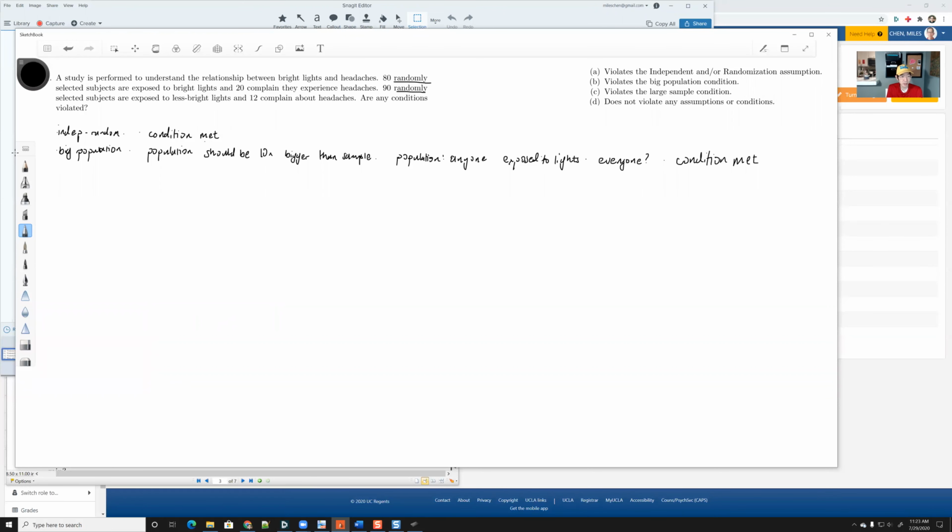All right, and then large sample condition. Okay, so what we need here, we have 2 samples. And we need 10 successes and 10 failures in each sample. So a success would be anyone who answers yes, and the failure would be anyone who answers no.